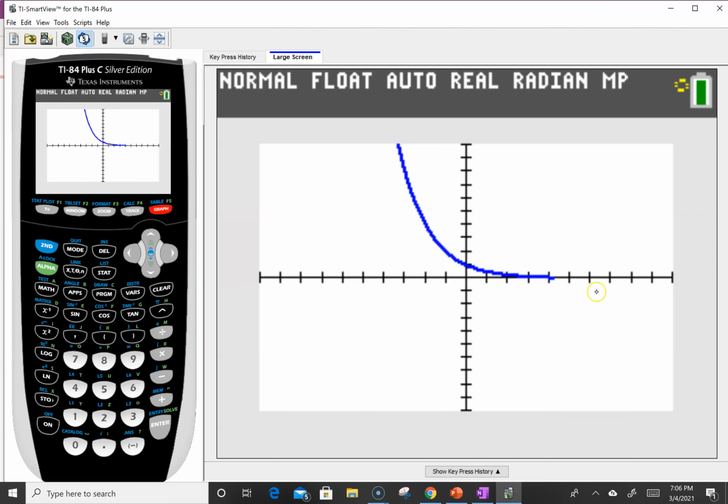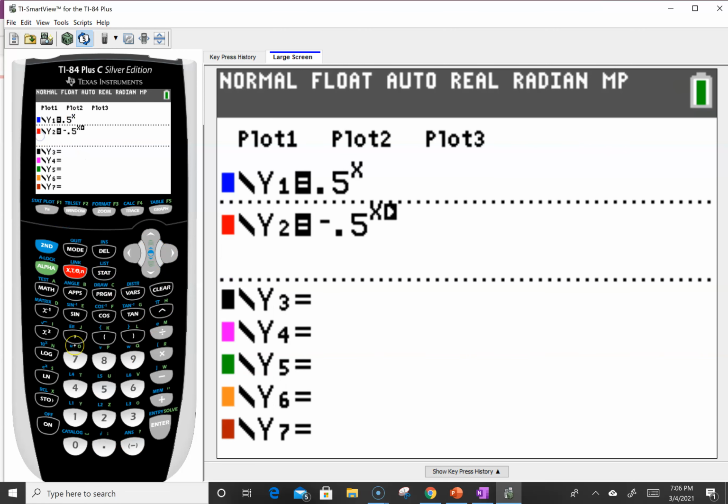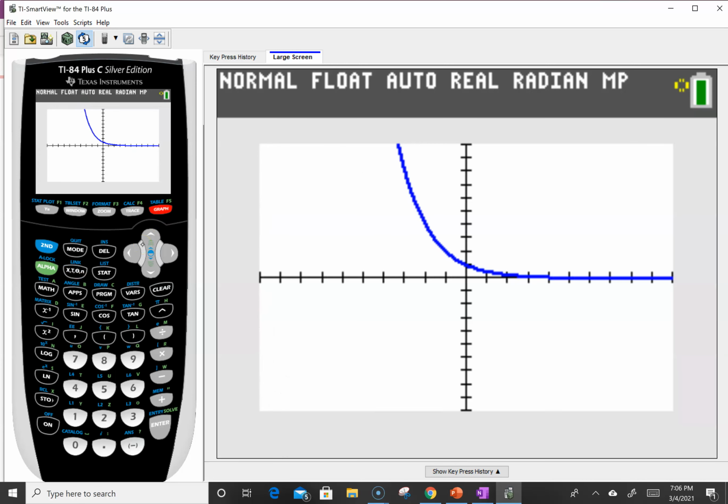Oh, this one starts high and goes down low. So this is an example of exponential decay, because it goes down really fast. But if I put a negative in front of it, then it's the reflection, so it should flip it over. Okay, so I have negative 0.5 to the x, and check that out. Does it flip it over? It most certainly does.